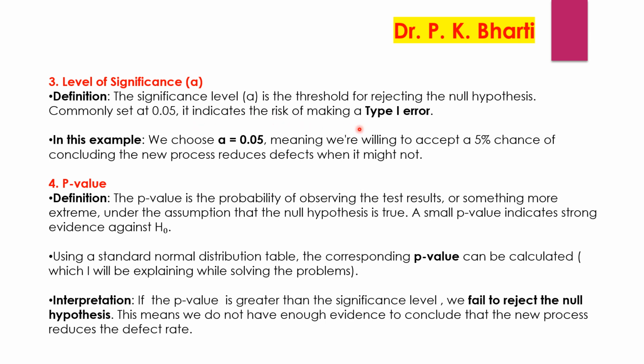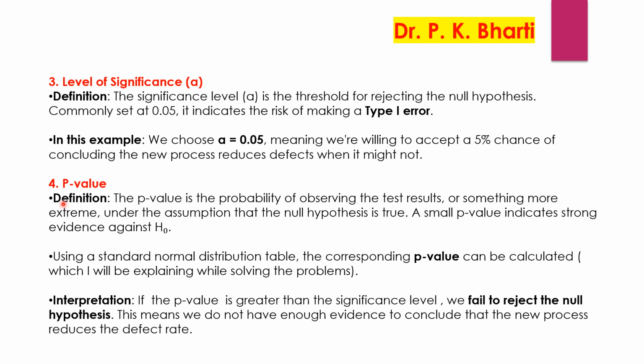It indicates the risk of making a type 1 error. In this example, we can choose alpha to be 0.05, meaning that we are willing to accept a 5% chance of concluding the new process reduces defects when it might not.